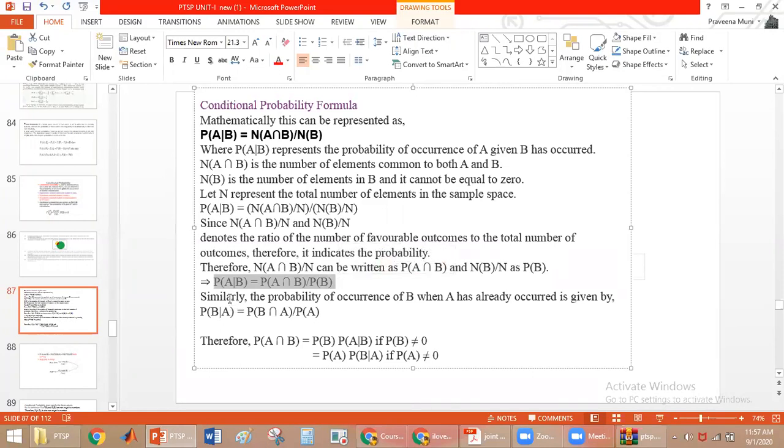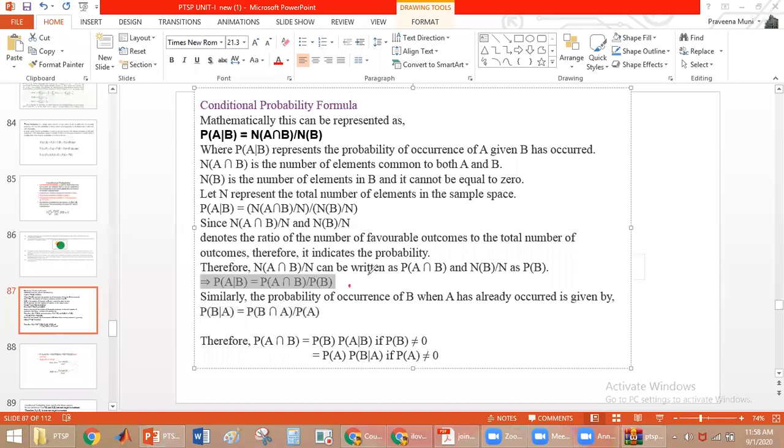Similarly, the probability of occurrence of B when A has already occurred is given by P of B given A, equal to probability of B intersection A divided by probability of A. Here you know that A intersection B is equal to B intersection A. So probability of B given A can also be written as probability of A intersection B divided by probability of A. From this equation, probability of A intersection B will be equal to probability of B into probability of A given B. What is the condition here? Probability of B should not be equal to 0.